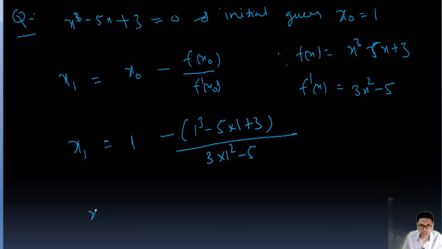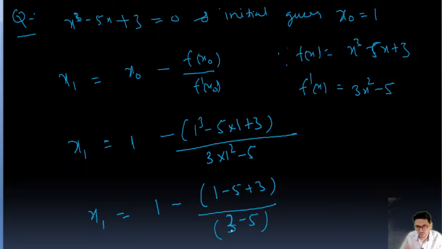Okay. So x1 is going to be 1 minus, this value is 1 minus 5 plus 3, upon 3 minus 5, right? So this value is going to be 1 minus, this is minus 1 upon minus 2, right? So minus 1 upon minus 2 is plus half. Plus half, okay? How plus half? I'll tell you.